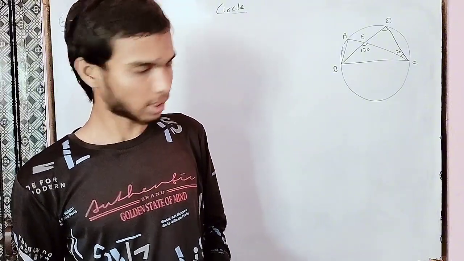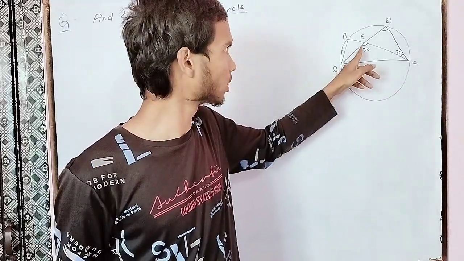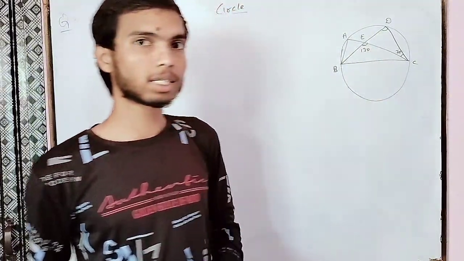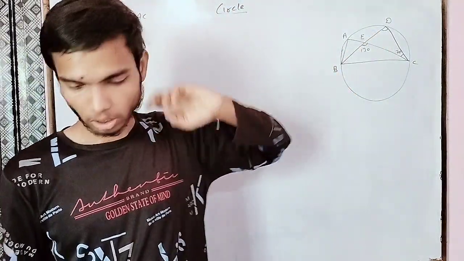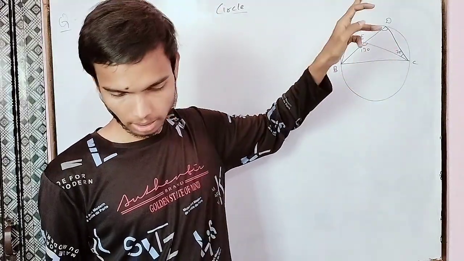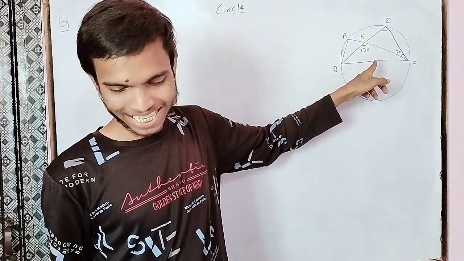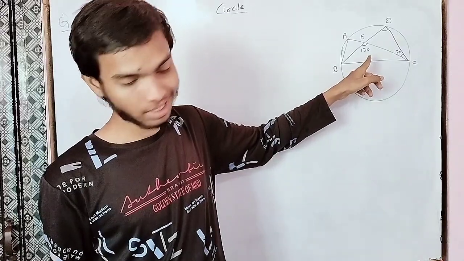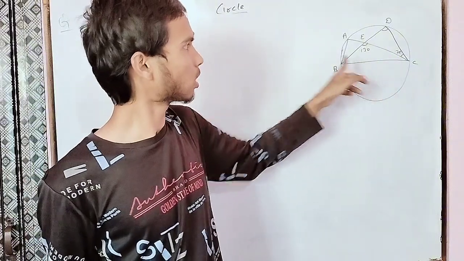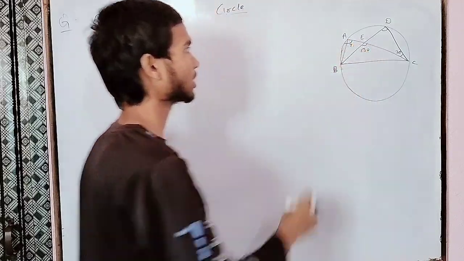AC and BD intersect, so both are intersecting each other. Where? Here, which forms 130 degrees. So this is the intersecting view of these two lines. They intersect at a point we have named E, such that angle BEC is 130, and angle ECB is 20, and we have to find angle BAC. So we have to find this.